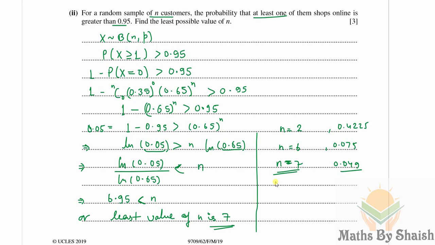And if we calculate for n more than 7, it would be less than this value as well, so that will always be true, but for the least value it is n equal to 7. So in any way we can do this question. I hope it is clear. Let's do the next question.